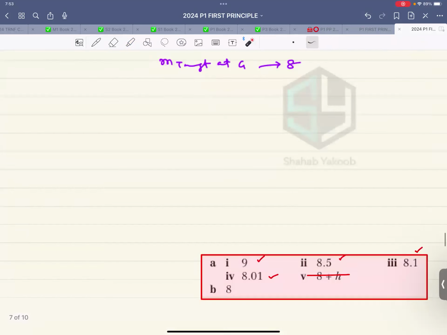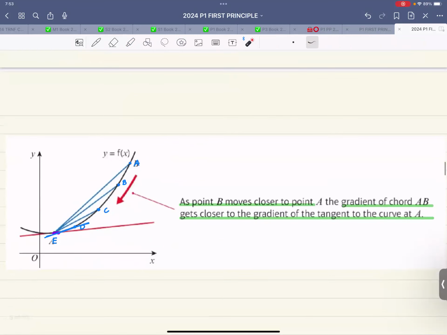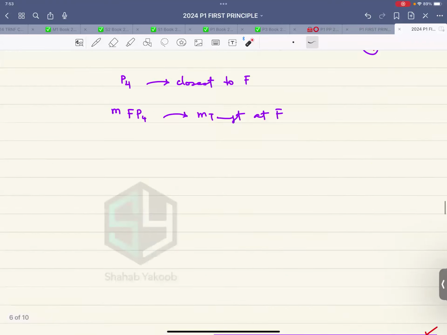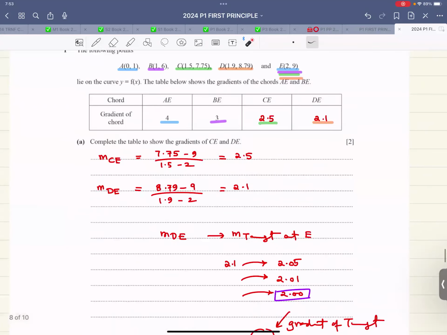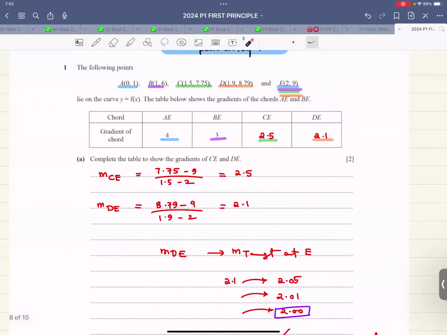So basically, E is the common point, and for A, B, C, D, the closer that you are to E, the better is the value of the tangent, the value of the gradient. So now E is 2, this is 0, this is 1, this is 1.5, this is 1.9. So D is the closest one to this particular point. So let me mark it over here. So D is closest to E. So therefore, the best gradient is this thing.